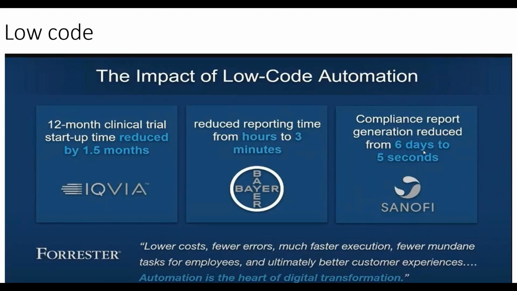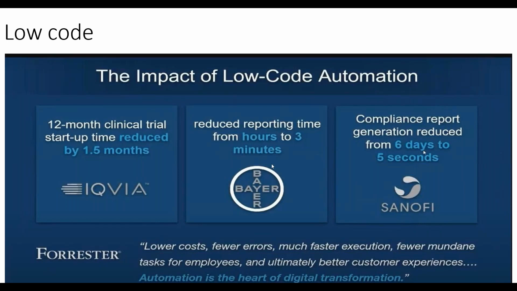As we said, this is a low code automation. There are some companies, like IQVIA and Pairs, who are actually using Appian, and they say that a clinical trial startup that took 12 months has been reduced to 1.5 months. So initially it was taking a year to complete a clinical trial startup, which has now been reduced to 1.5 months, less than 2 months.